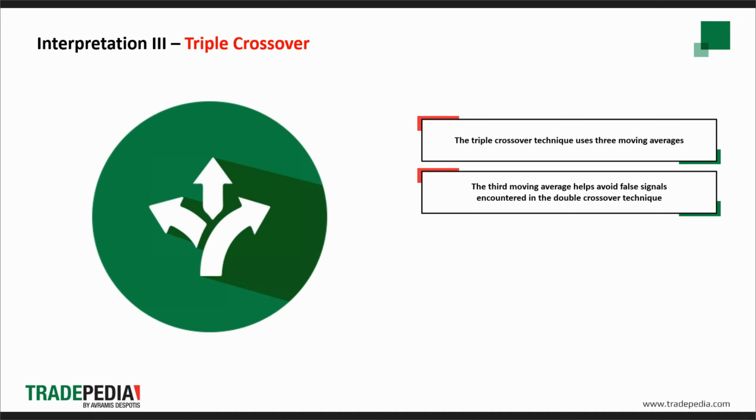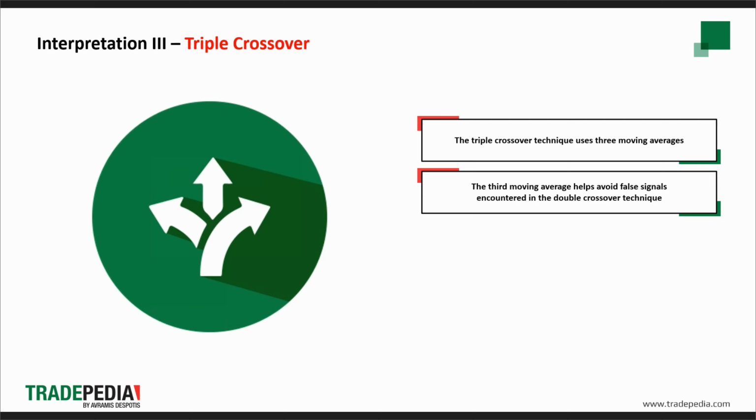Sometimes when you use the double crossover technique, there are some false signals. If the moving averages keep chopping across each other, and you're just using the understanding of a crossover generating bullish or bearish signals, you'd be like, oh, it's bullish, and then 2 minutes later it's bearish, it's bullish again, and it's bearish again.